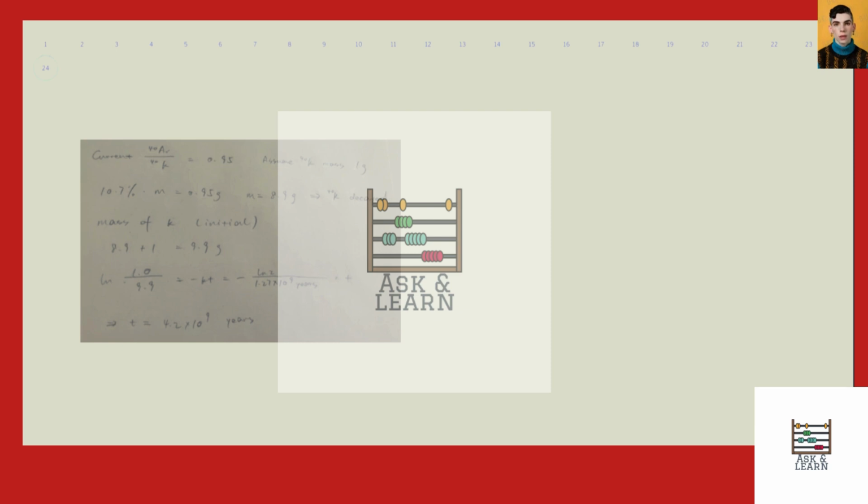The question, we know 10.7% of potassium decayed to argon. Potassium 40 decayed to argon 40. So the mass of potassium that decayed, 10.7% times m equals 0.95 gram. So m, the mass of potassium that decayed, is 8.9 gram. So the initial mass of potassium should be 8.9 plus 1, which is 9.9 gram.